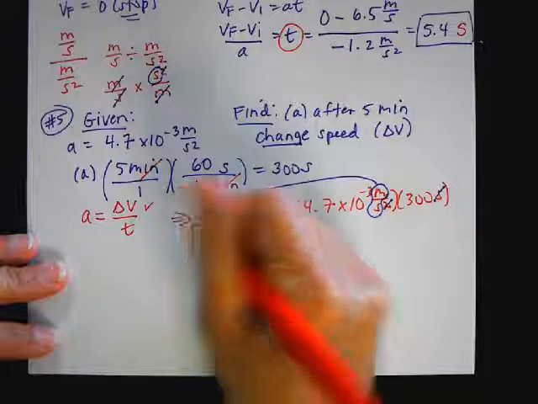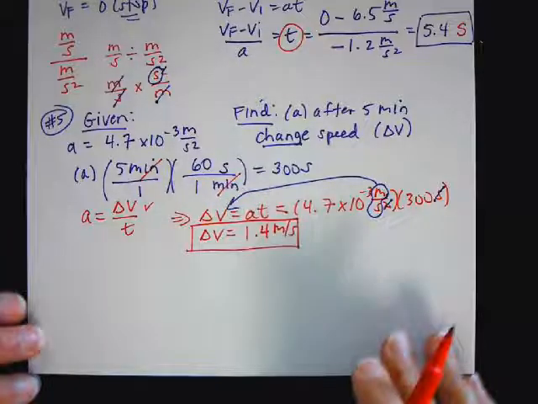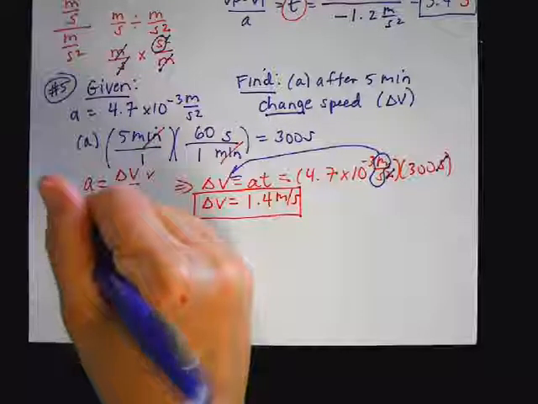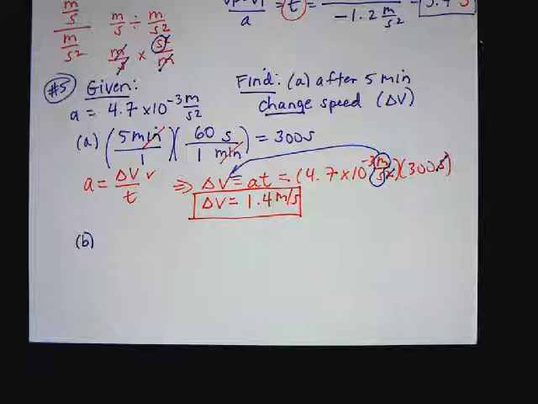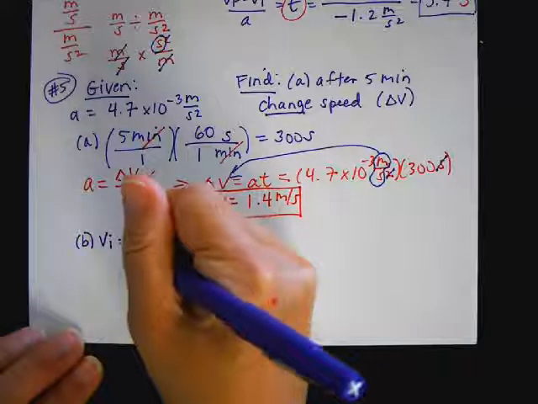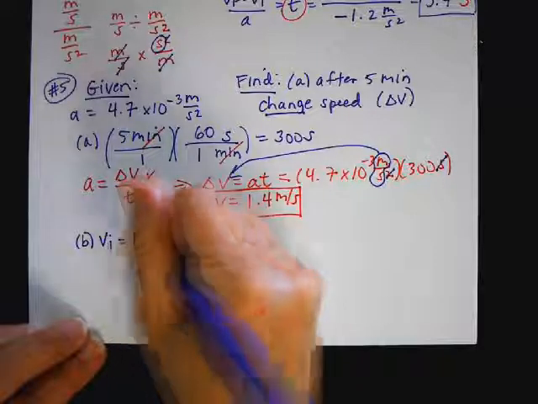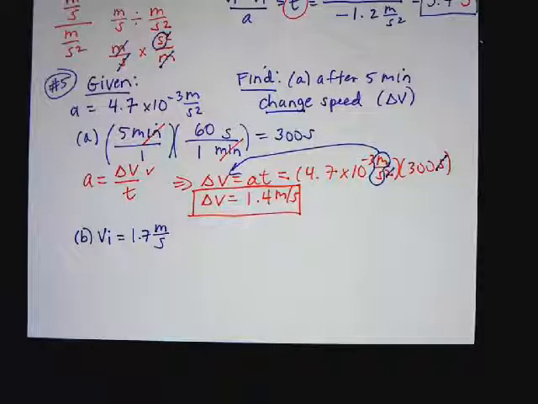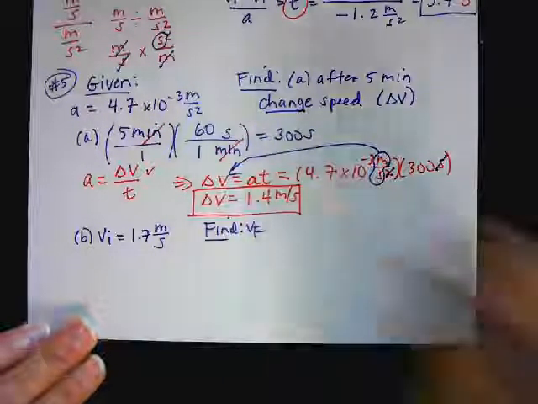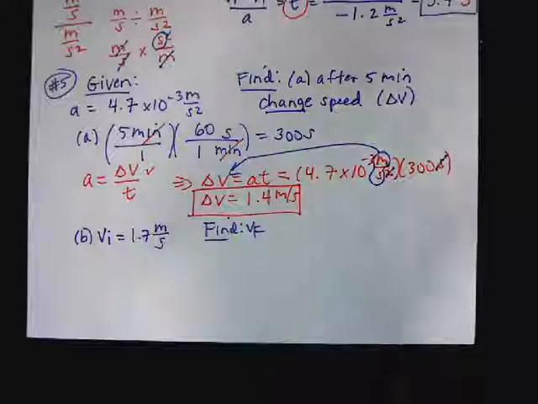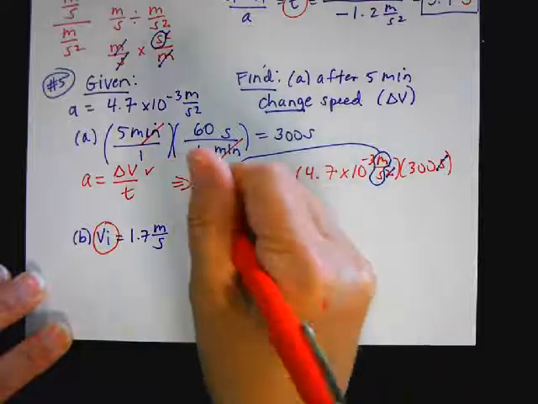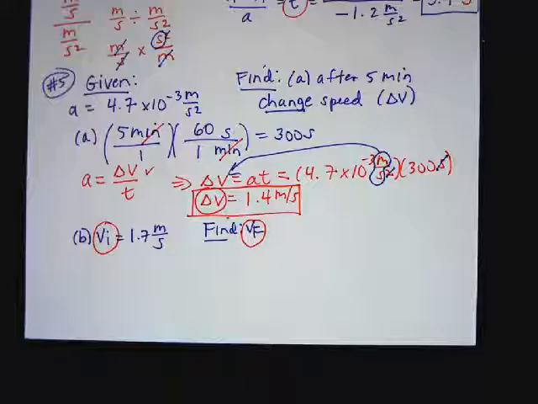All right, let's look at part B. Part B says now the treadmill's initial speed, so that's VI, is 1.7 meters per second. And it says what will its final speed be, so I want to find VF. Now, instead of doing this the difficult way, let's look at this. I have VI, I want to find VF, and I just found delta V. So I know that delta V is just equal to VF minus VI, and now I want to find VF.